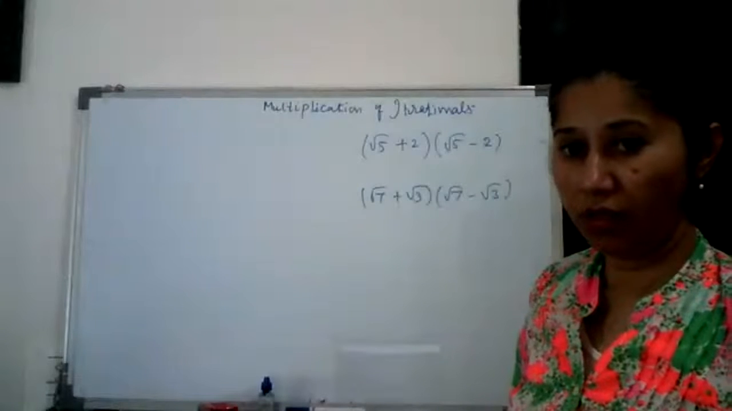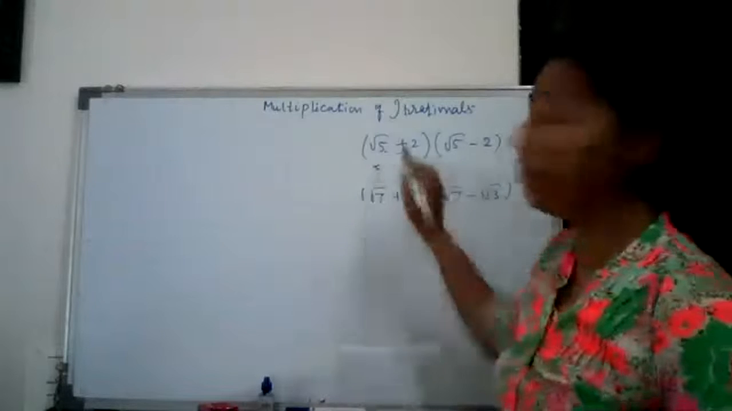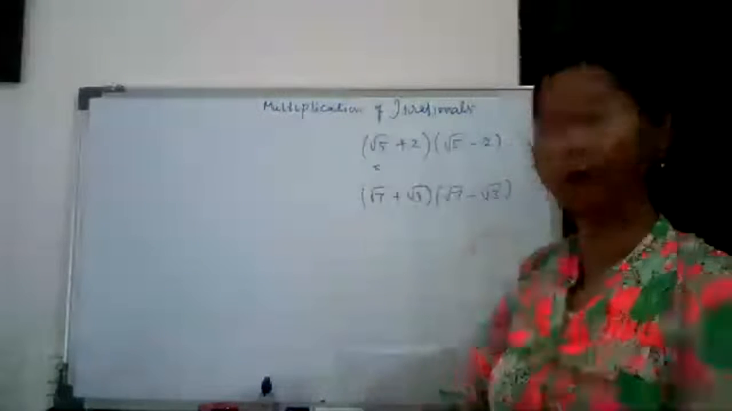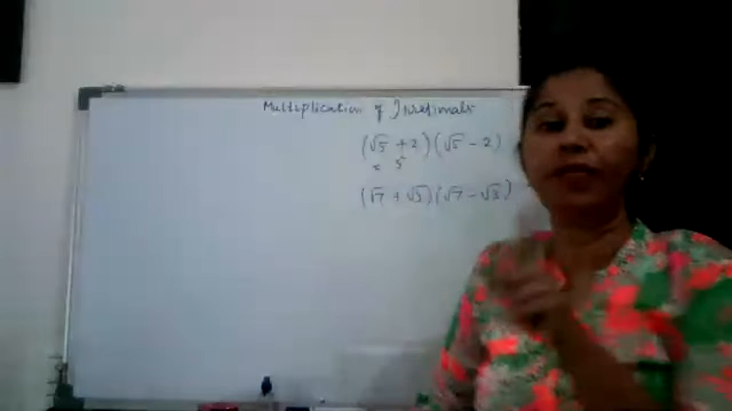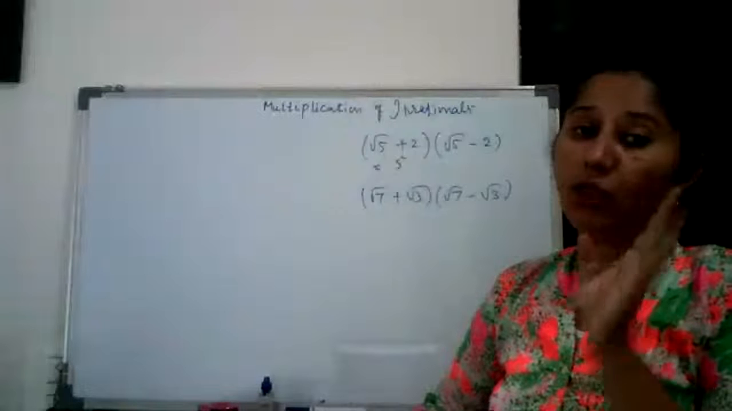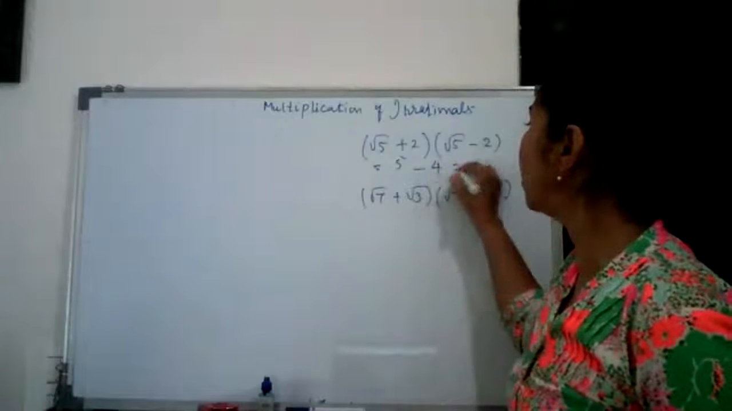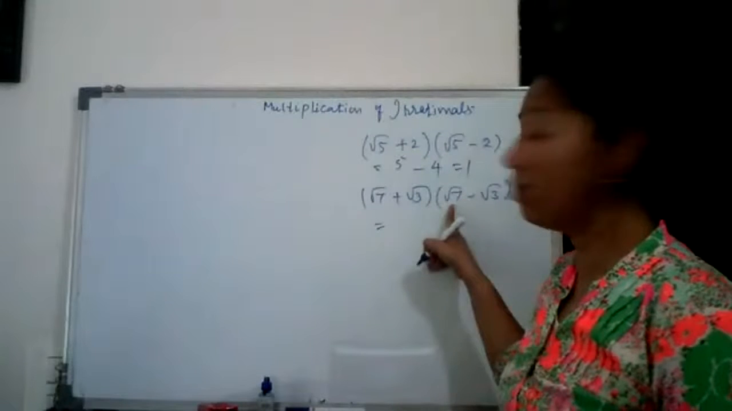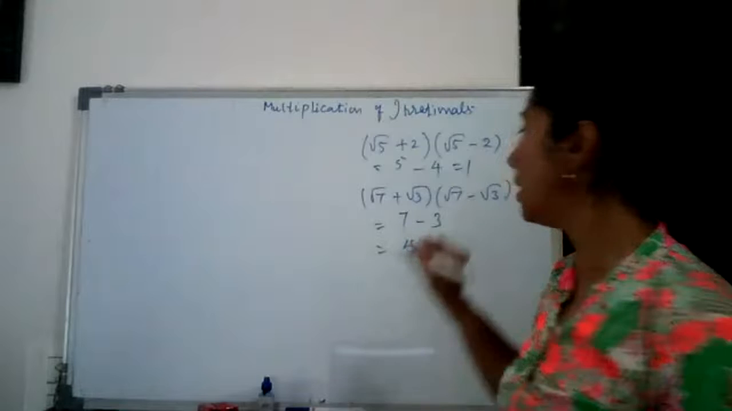Okay, I got some answers. Fine. So I'm doing it directly, in the a square minus b square form. So root 5 ka square is 5, not 25. This you have to remember. And then 2 is a rational number here. So 2 ka square is nothing but 4. So the answer is 1. Similarly, root 7 ka square, that is 7 minus 3. So we get this as 4.